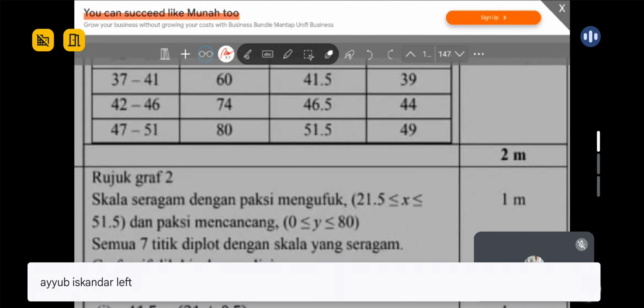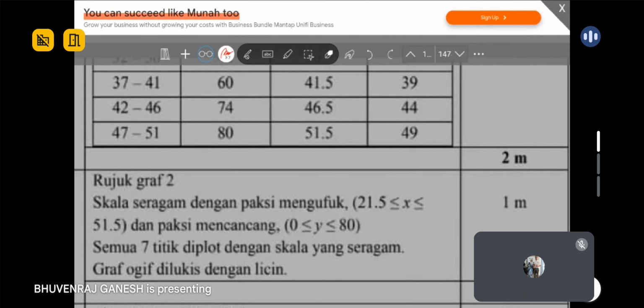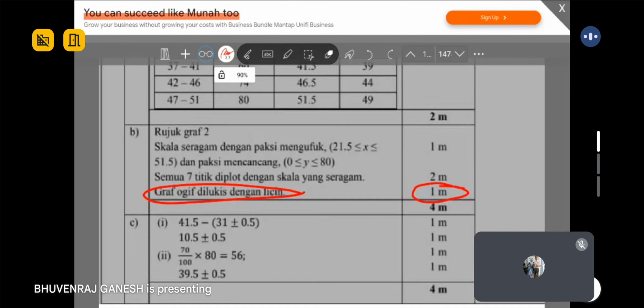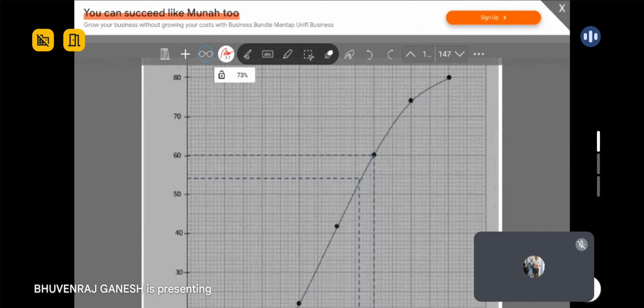Okay, so again the same points. Make sure you guys can score all the marks. Uniform scale, and then all the points are plotted correctly. 7 points. Okay, guys, this last 1 mark, take note. Your ogive must be smooth. What is the meaning of smooth, guys? Can you all tell me? Apa maksud ogive licin? Cuba bagi tahu saya to get the last mark.